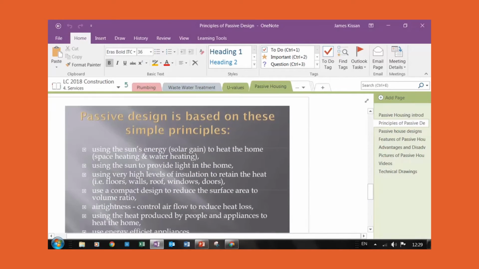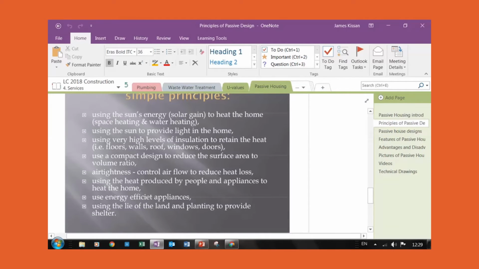Now, these are bullet points here just to go through different aspects, and we'll go through them in further detail in the next few slides. Using the sun's energy, that's called solar gain, to heat the house, okay, so you're heating the space and you're heating water. The heating of water is through solar panels, and heating the space is through light coming in the windows, hitting concrete floors and absorbing that heat. Now, the next thing, using the sun to provide light in the home.